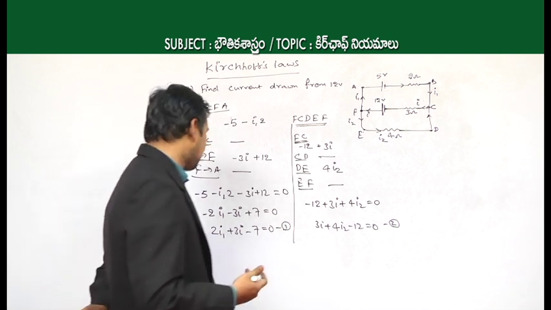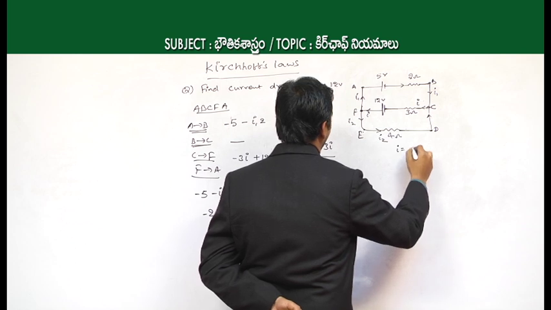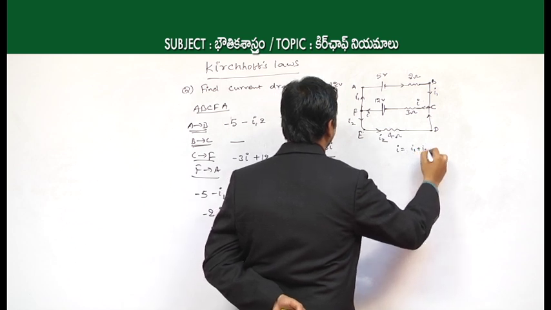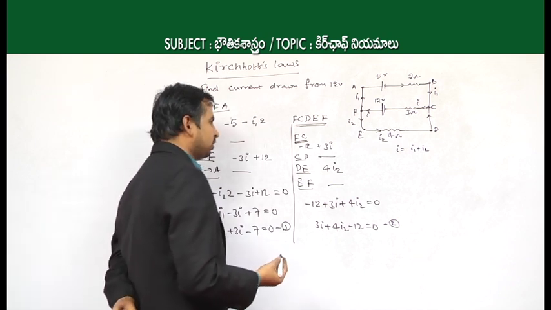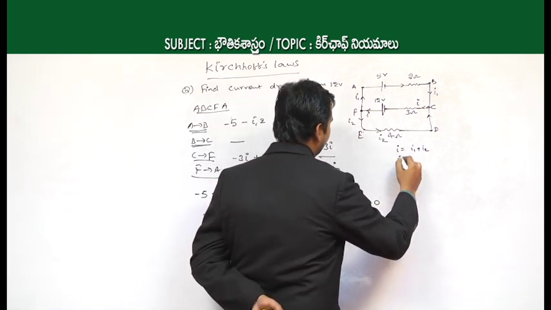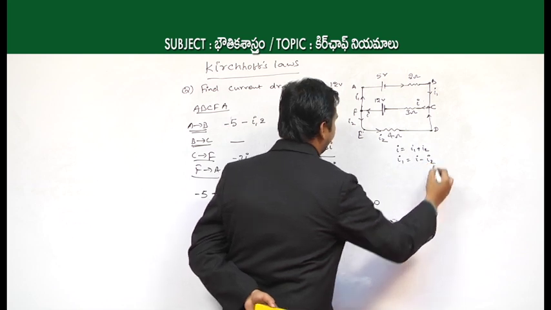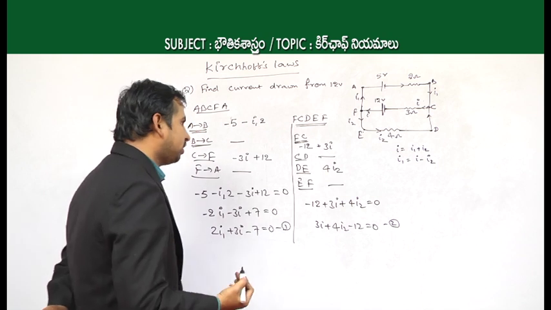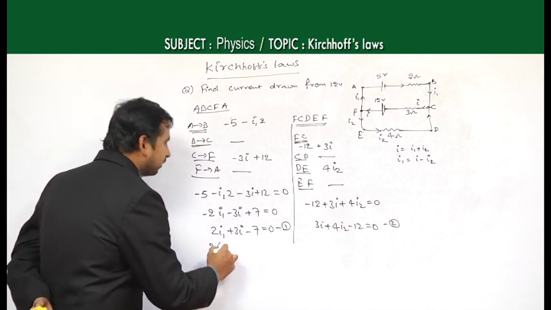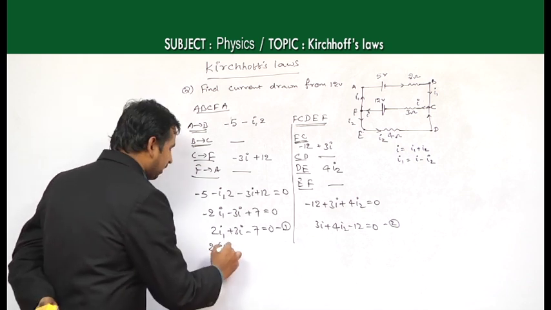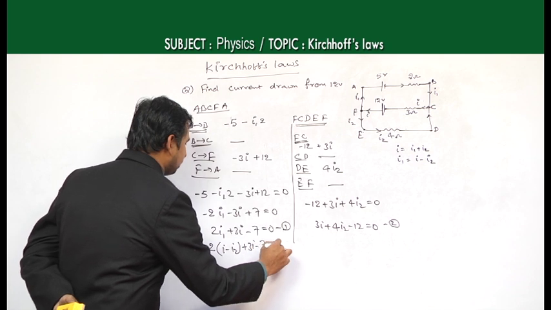I is equal to I1 plus I2, you can take. Then if you substitute any one of the values here, let us say for example I1, then from this you can write I1 is equal to I minus I2. Then if you substitute I1 is equal to I minus I2 in the first equation, we have 2 of (I minus I2) plus 3I minus 7 is equal to 0.